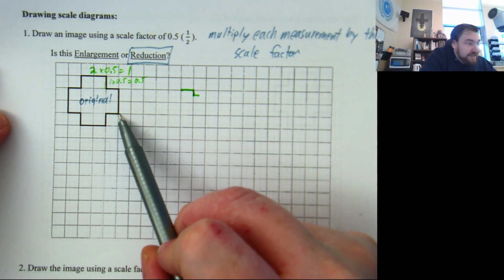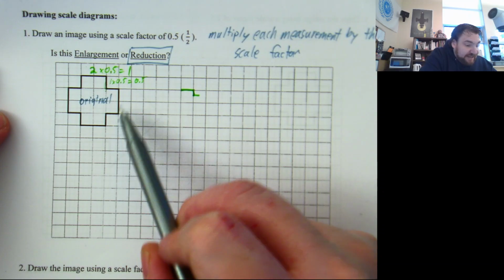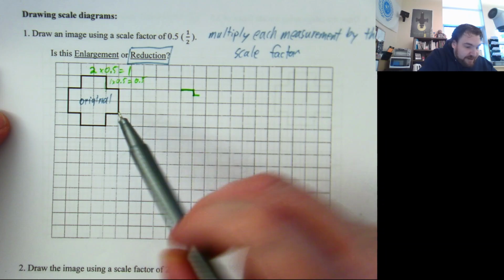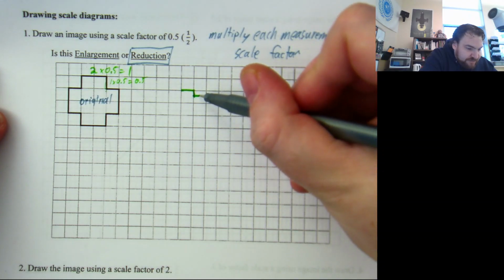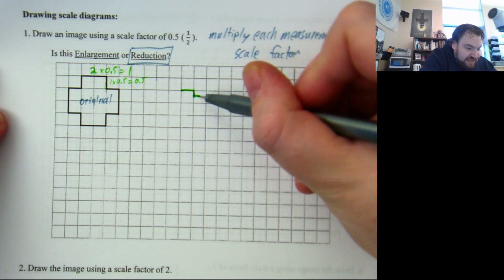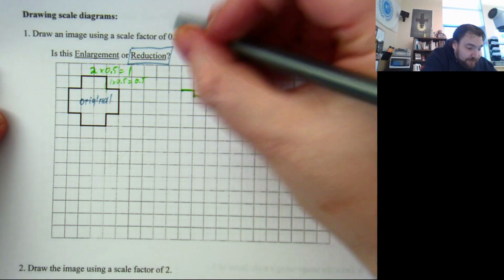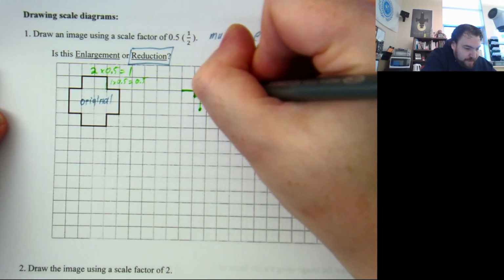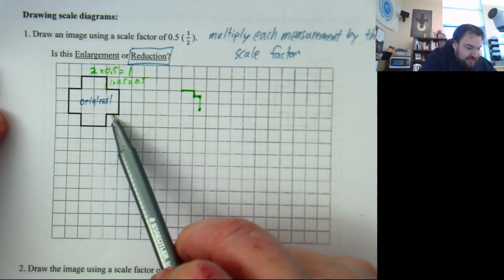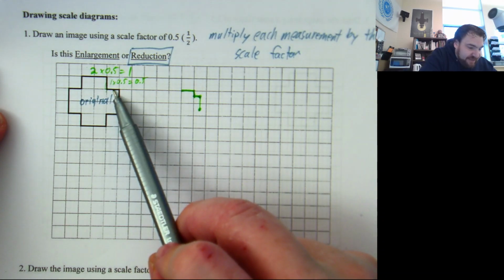This side here has a length of 2. So if I'm scaling it to be half as big, it's going to need a length of 1. Now, how do I draw a length of 1 from the middle of this box? Where's the line going to end if I want a 1 unit long side, starting in the middle of this box? Yeah, it's going to end in the middle of the box below. And then this one is the same as that one there.